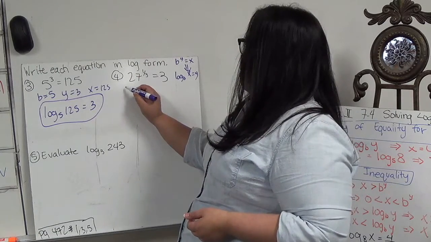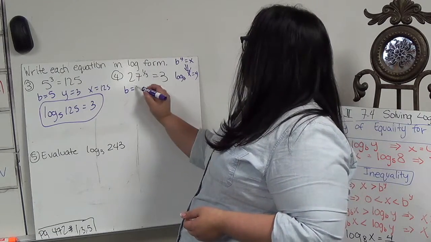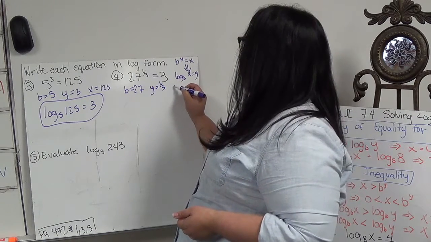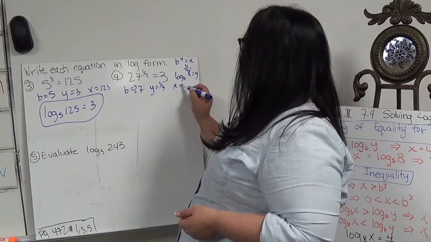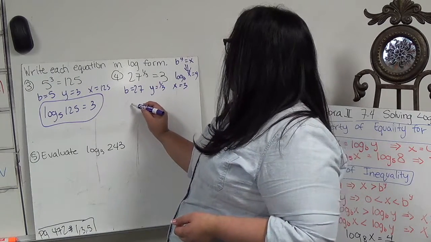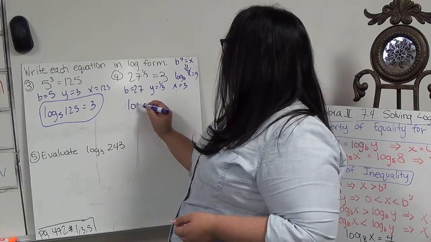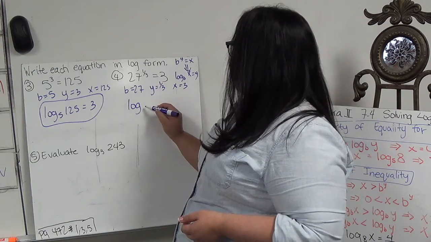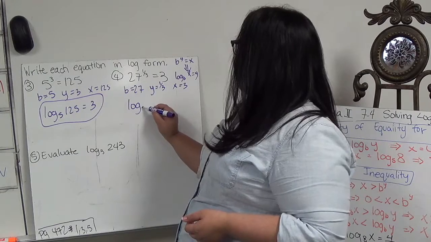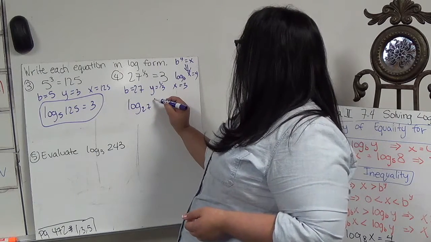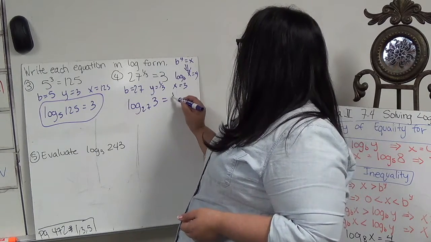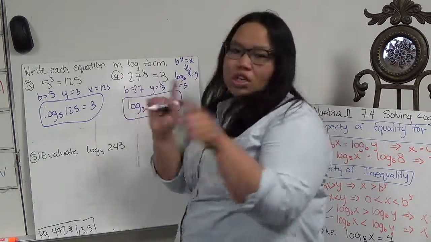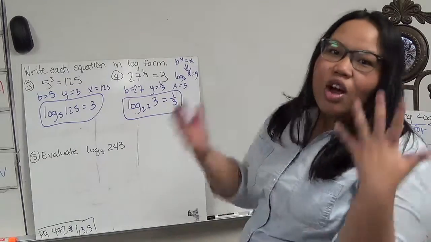Same thing with this. My b is 27, my y is 1/3, and my x is 3. So log base 27 of 3 gives me 1/3. So those are the two types of conversion. And then we're finally going to solve.